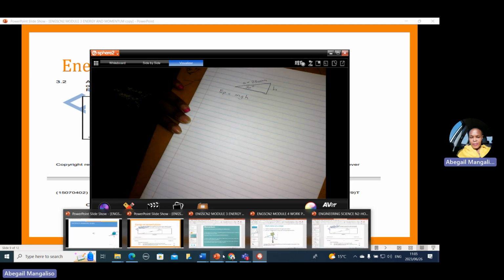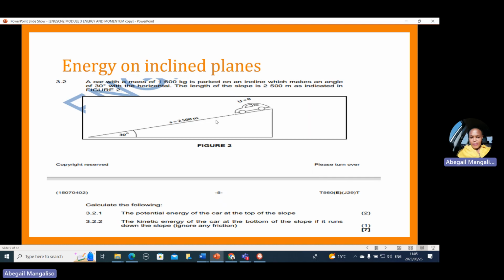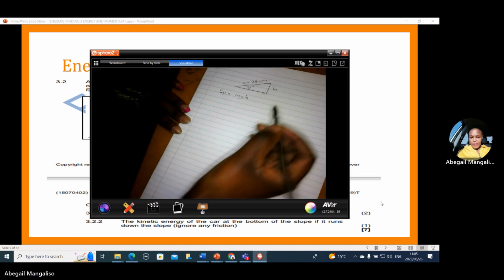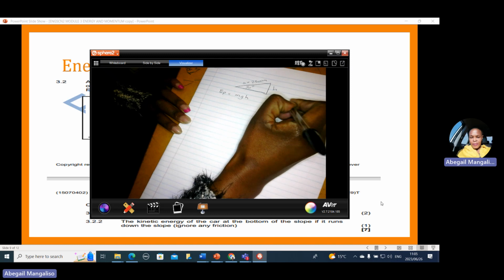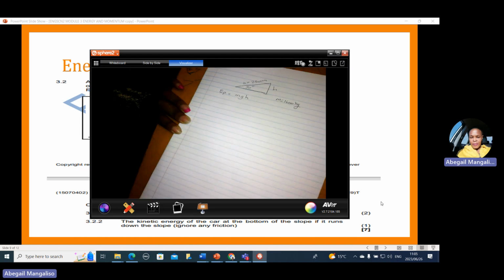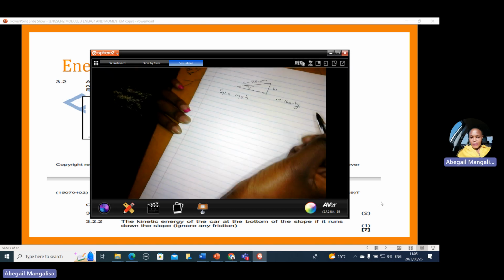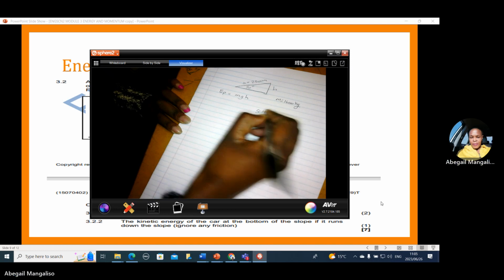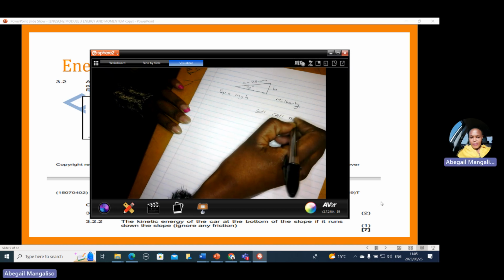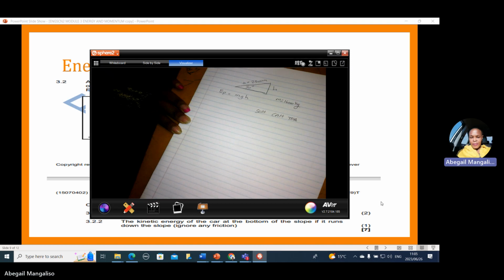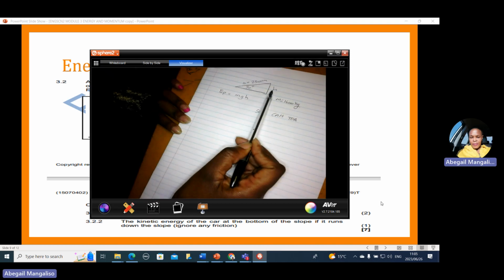Let's go back to the question so that we can see the value of M. The value of M is 1,600. And the distance is 2,500. So M is given. M is 1,600 kilograms. Now we need to get the potential energy. To get this, we are going to use SOHCAHTOA maths, and we see which ratio fits in order to calculate this height.